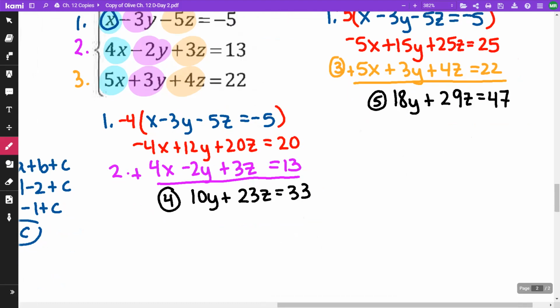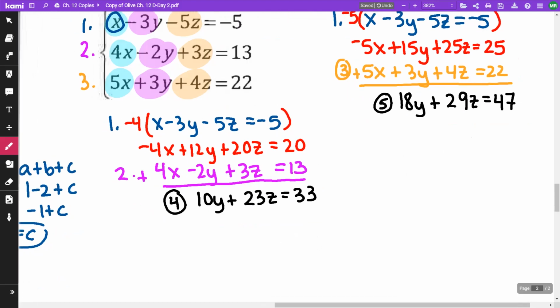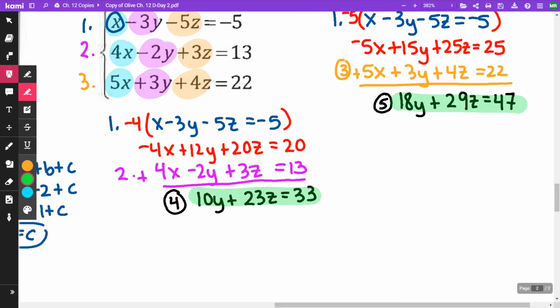So now I have this system with y's and z's. Okay, so what I'm focusing on now is this and this as a system. Now, looking at the y's and the z's, neither one of them is going to be easy to eliminate. To get rid of the 29 and the 23, I'd have to multiply both of them by the other one. And same with my 18 and my 10. I think I'd rather multiply by an 18 and a 10, honestly, than a 23 and a 29. But you can go either way.